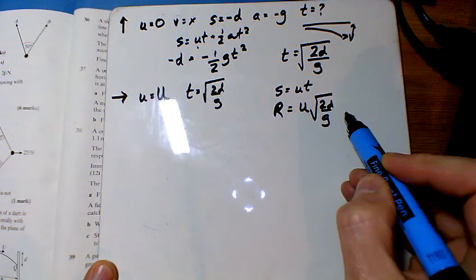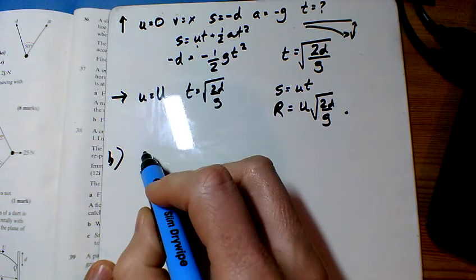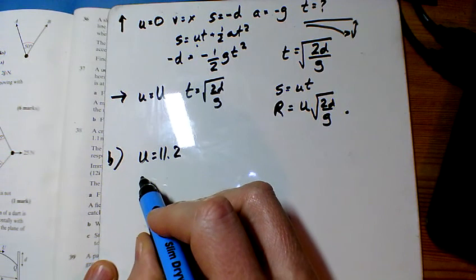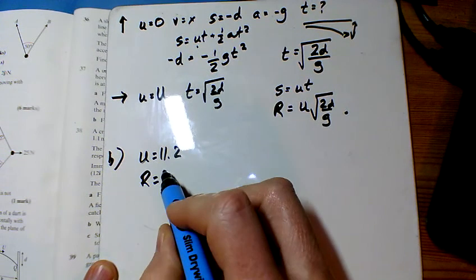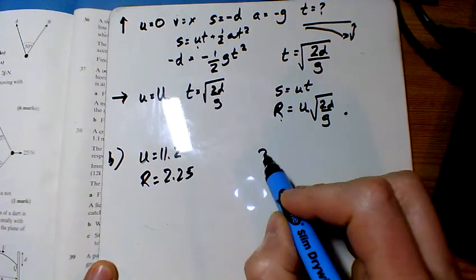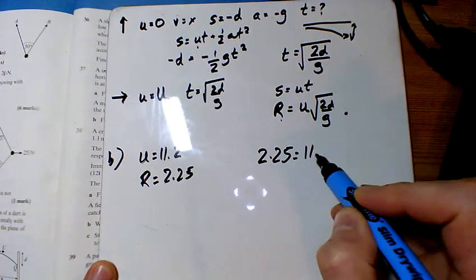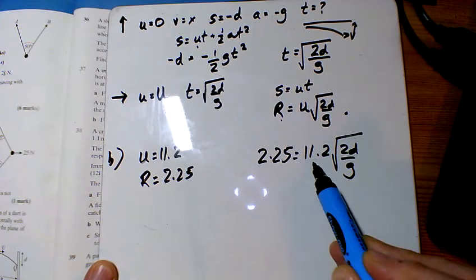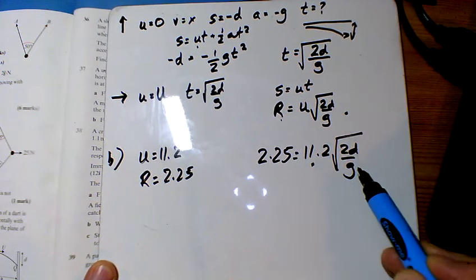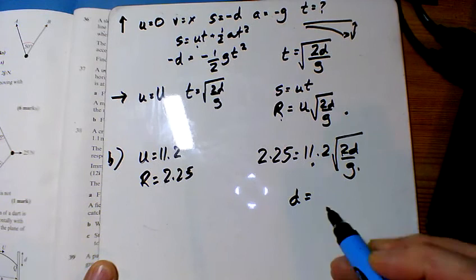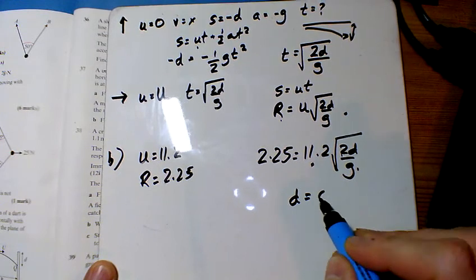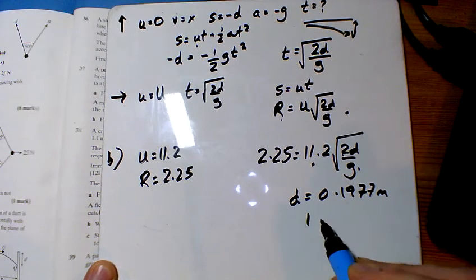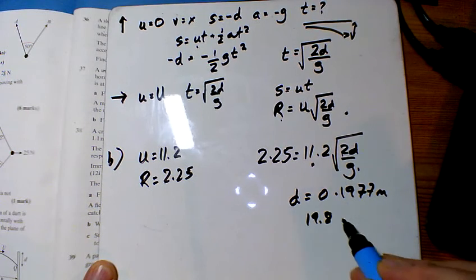There's the answer. For part B, we're just told that the speed starts at 11.2 and the distance that it was thrown from is 2.25. So I'm just going to put that in there. 2.25 equals 11.2 times the square root of 2d over g. So we'll divide by 11.2, we'll square it, we'll times by g and divide by 2, and that gives me d to equal 0.1977 meters. So basically about 19.8 centimeters.